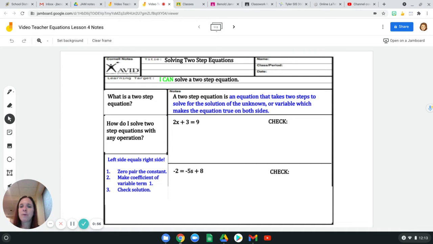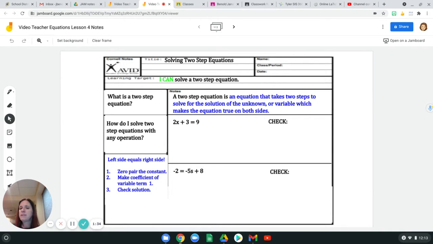How do I solve two-step equations with any operation? Okay, I already have some steps written out for you if you have the pre-prepared note packet. If you don't, please write the steps down that I'm circling right now. Remember, in an equation, the left side equals the right side. That's what that equal sign means. So we're going to follow these 3 steps. We're going to zero pair that constant, just as we were doing before. And then our variable term, the coefficient has to be 1. Once the coefficient is 1, we have a solution, and then we will check that solution.